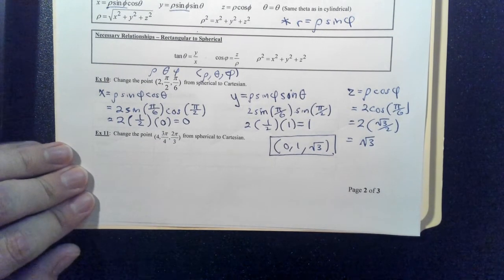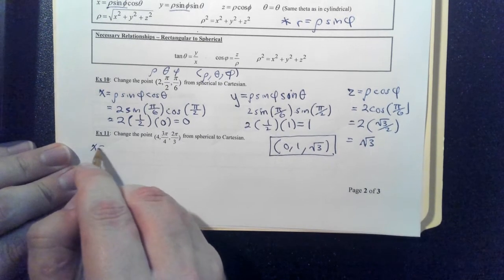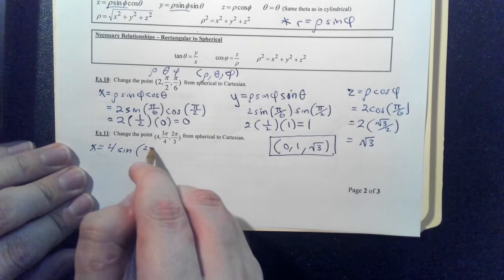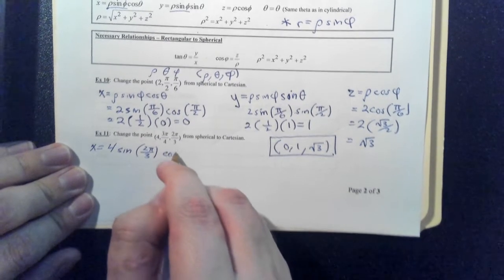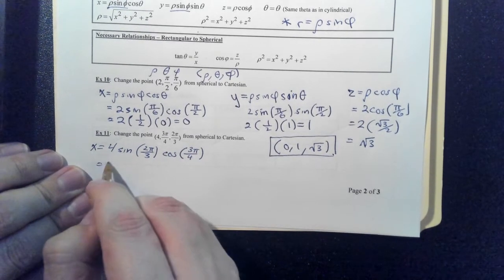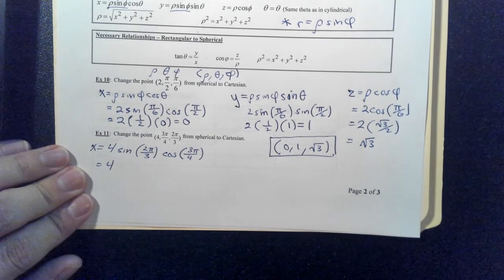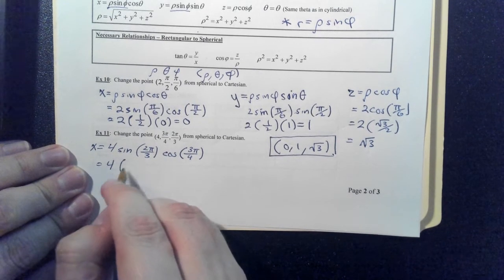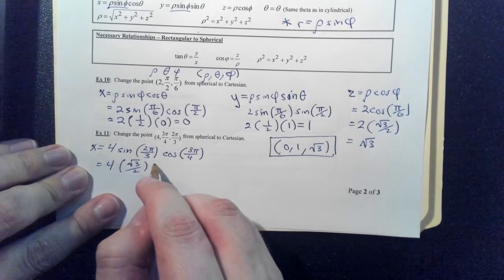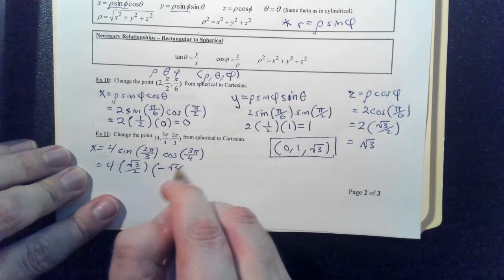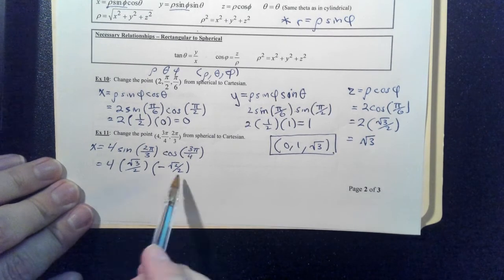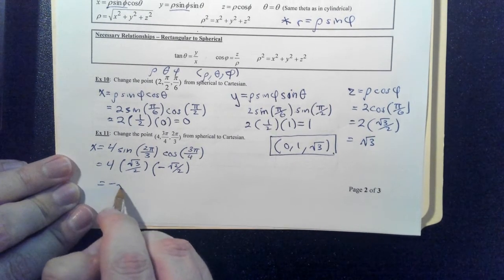I want to change this point from spherical to Cartesian coordinates. So x is rho times the sine of phi, which is 2 pi over 3, times the cosine of theta, 3 pi over 4. Well, that is 4 times the sine of 2 pi over 3, which is the square root of 3 over 2. The cosine of 3 pi over 4 is negative root 2 over 2. If I multiply this out, the 4 will eliminate the two denominators, and I will have the negative square root of 6.